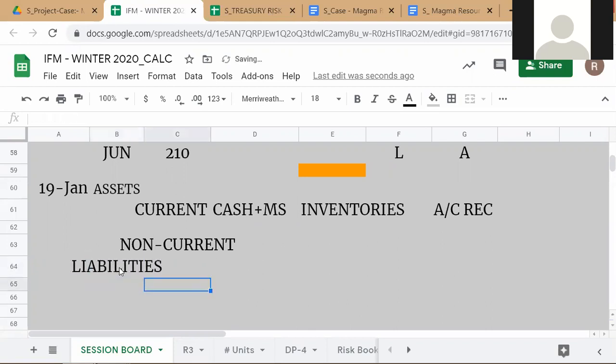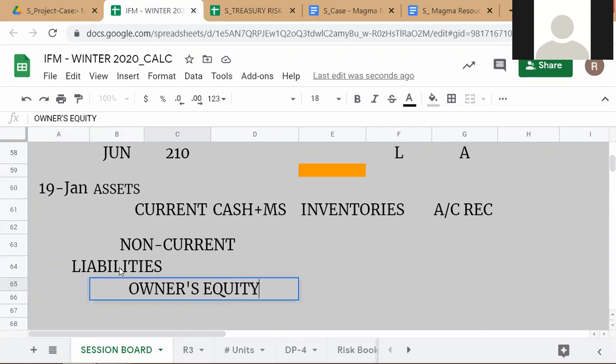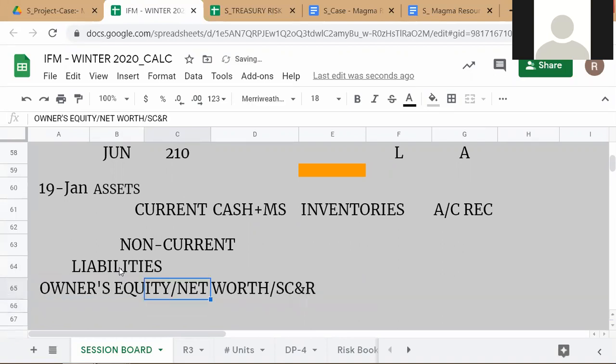On the liability side, you would have owner's equity, net worth, which is also called share capital and reserves, okay? So I'm calling it SCNR. Share capital and reserves is what we would call it in India, say, or in the US markets you would call it owner's equity, net worth, international markets. So the general terminology on the liability side is this, and then you have what we call outside liabilities.